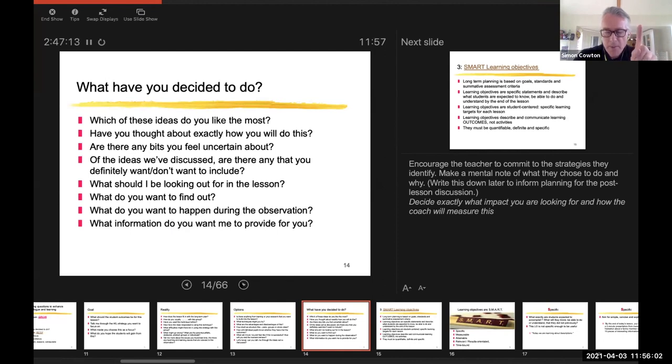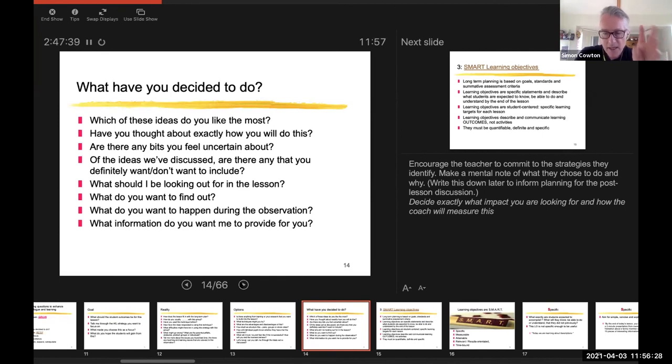So the first part is the high quality professional dialogue to help support the teacher to think through what they're going to do differently and why. The second part of the process is the actual lesson, when you're in the lesson gathering evidence about the focus, not about all the other stuff.